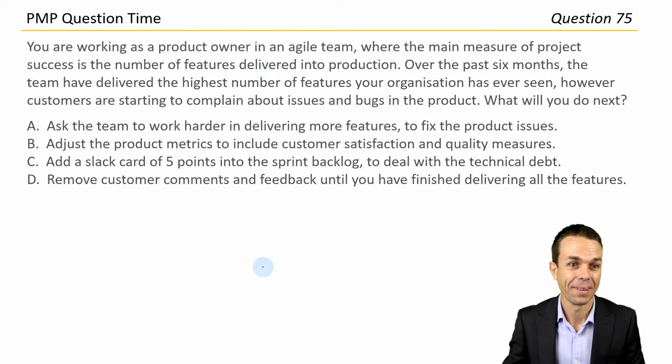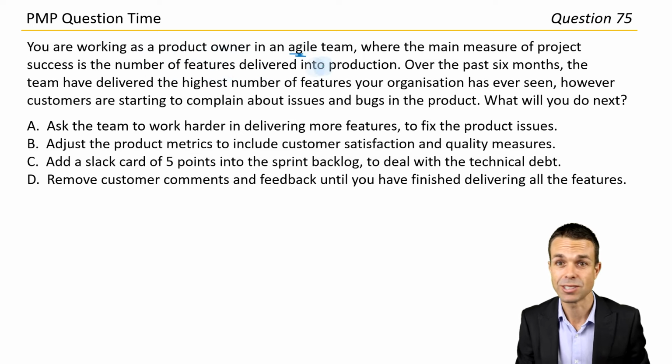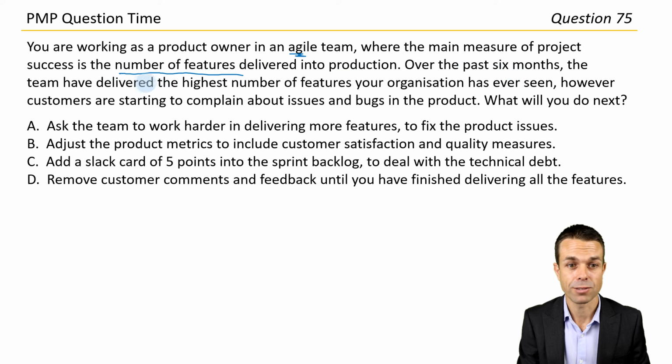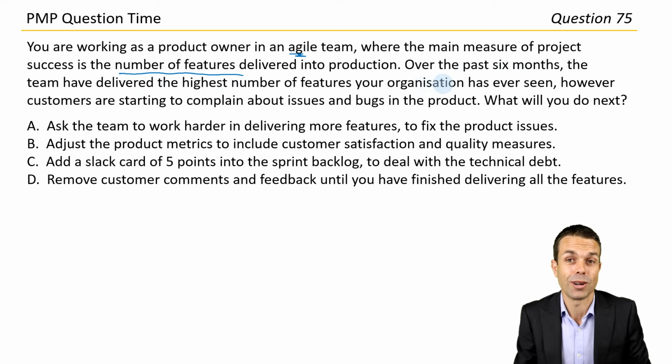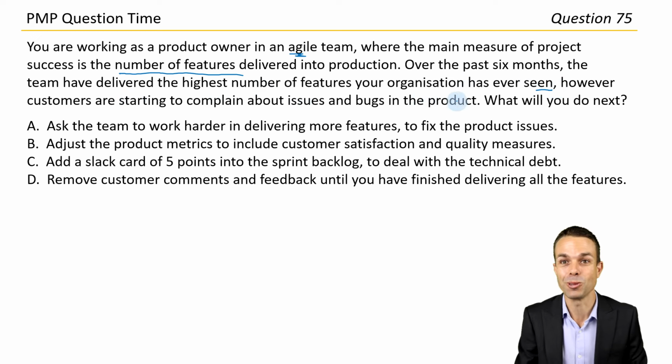Let's keep going. You're working as a product owner in an agile team, where the main measure of project success is the number of features delivered into production. Okay, that's good to know. Over the past 6 months, the team have delivered the highest number of features your organization has ever seen. That's interesting. However, customers are starting to complain about issues and bugs in the product. What will you do next?